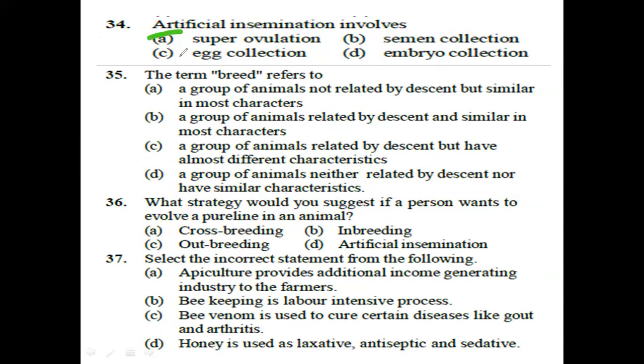The term breed refers to a group of animals related to: a group of animals not related by descent but similar in most characters; a group of animals related by descent and similar in most characters; a group of animals related by descent but having almost different characters; a group of animals neither related nor having similar characters. Breed is a group of animals related by descent and similar in most characters. What strategy would you suggest if a person wants to evolve a pure line animal?